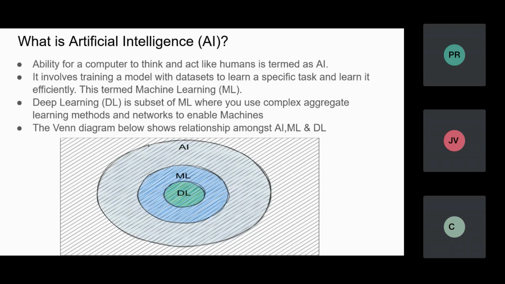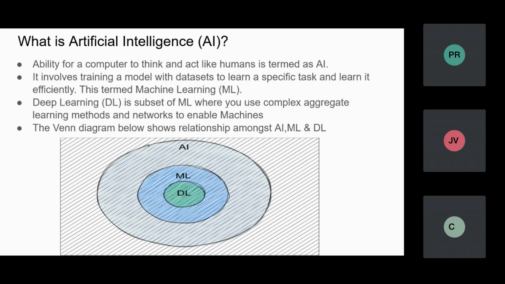But when we want to teach a model to learn really complex tasks, we go for deep learning. Deep learning is a subset of machine learning, where you use complex aggregate learning methods and networks to enable machines. It uses various processing layers and passes the data through these layers and gives us a really complex and detailed output of the data. Below is a Venn diagram that shows the relationship between AI, ML and DL.